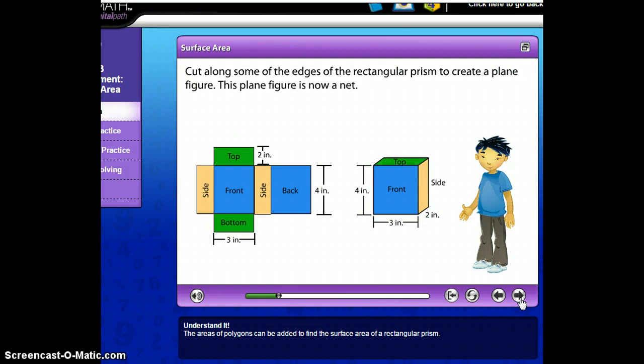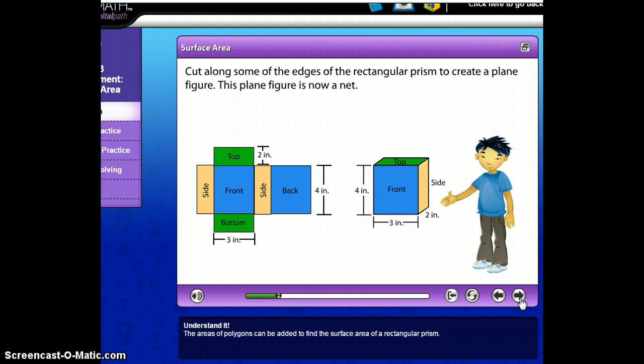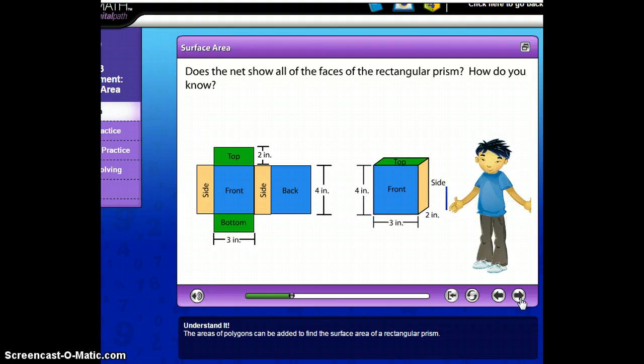Cut along some of the edges of the rectangular prism to create a plane figure. This plane figure is now a net. Remember that a net is a plane figure which, when folded, makes a solid figure. Does the net show all of the faces of the rectangular prism? How do you know? Does it show all of them? It doesn't?